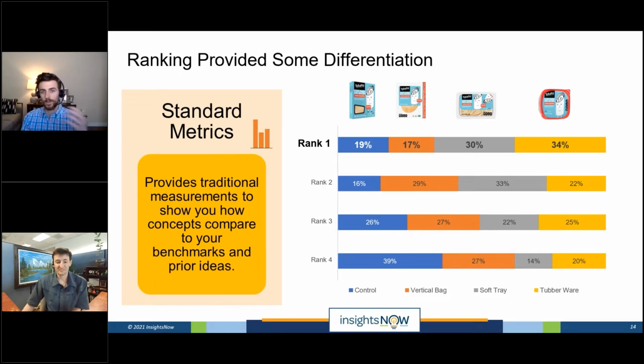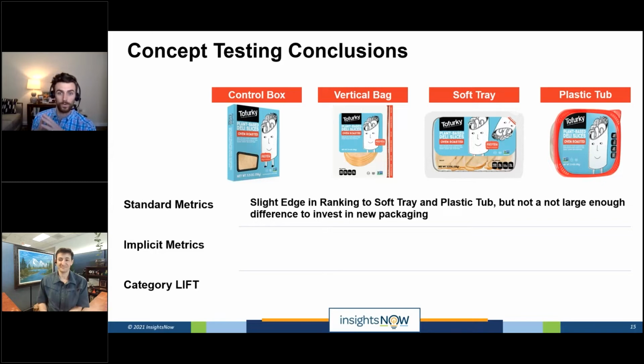When we shared this traditional data with tofurkey, they were really concerned because their hypotheses were focused on the vertical bag and soft tray. Seeing that the plastic tub ranked first in these traditional metrics concerned them a little bit. You can imagine going up to management having to convince them, let alone the environmental and sustainable play that comes with the type of packaging. What we found from these metrics is that there's a slight edge to the plastic tub and soft tray in the ranking.